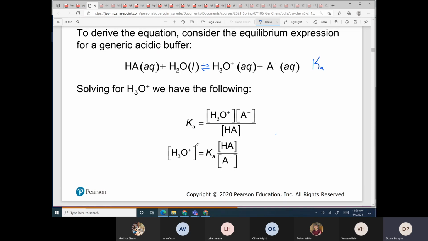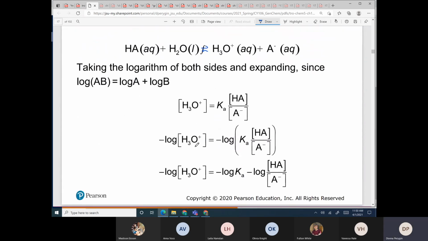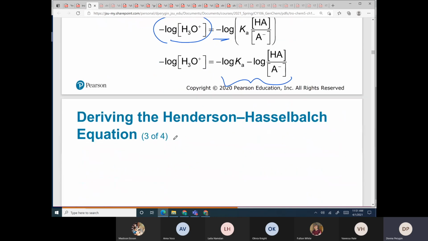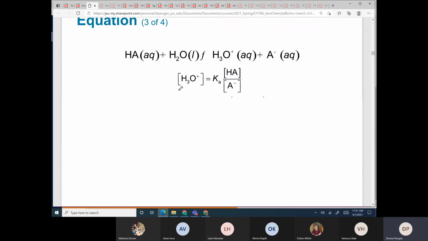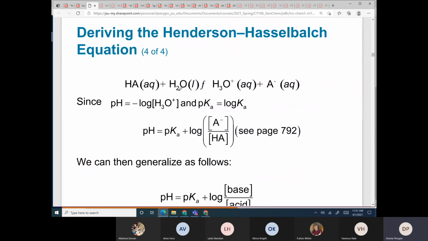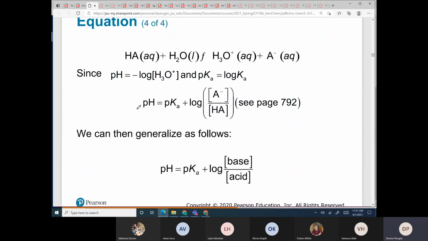Okay, so far so good. Then we can take the negative log of both sides. So the negative log of H3O plus is equal to the negative log of Ka times HA over A minus. Then we can separate the logs on the right using the log rules. And then the negative log of H3O plus, what does that give us? That gives us the pH.